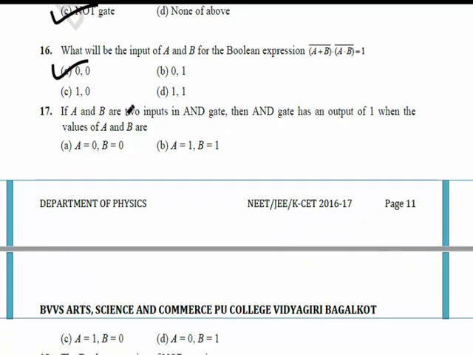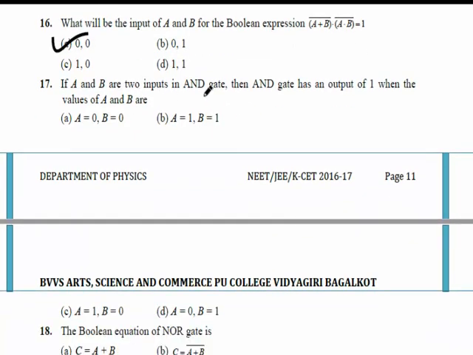17th, if A and B are two inputs in an AND gate, then the AND gate has an output 1 when the values of A and B are both 1. 1 and 1 gives 1.